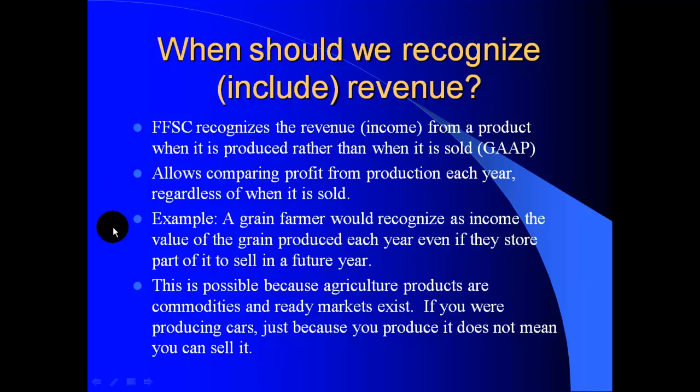So an example, a grain farmer would recognize as income the value of the grain produced each year, even if they store part of it to sell in a future year. This is possible because agricultural products are commodities. This is important. They're commodities and a ready market exists. If you're producing cars, just because you produce it doesn't mean you can sell it. And so by showing income from production, you could really distort that income statement, and it's not based upon having a market there. In agriculture, if you're selling commodities, there's always a ready market, and so as long as you've produced it, then you can show that you have the profit from it.